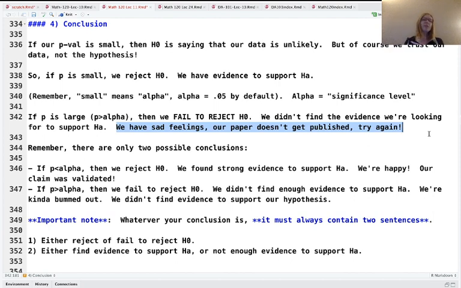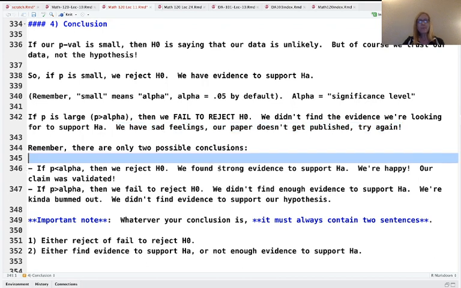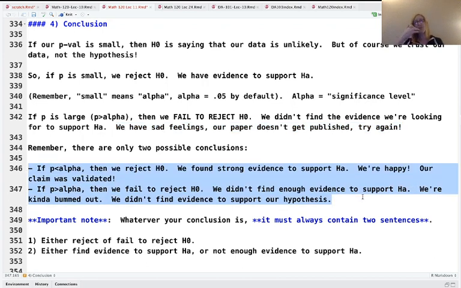And that was a lot of words, but to really break this stuff down, every hypothesis test in the whole world always ends in one of two ways. Every hypothesis test has one of two possible options. We're going to do a whole bunch of work here, but in the end, it's going to be one thing or the other. If p is small, we reject the null hypothesis.